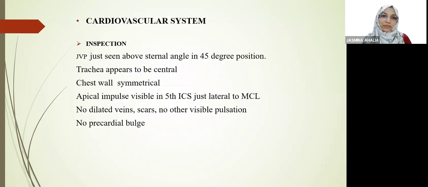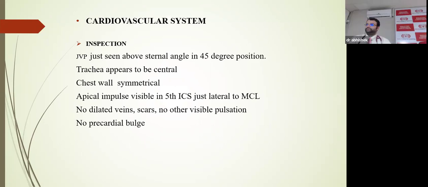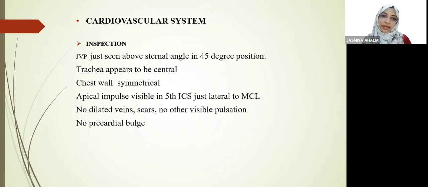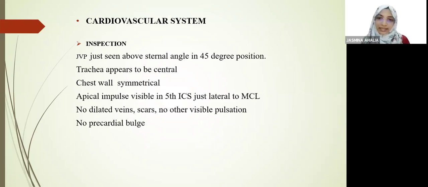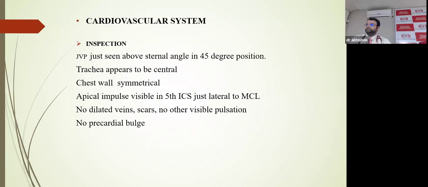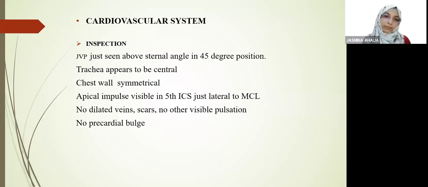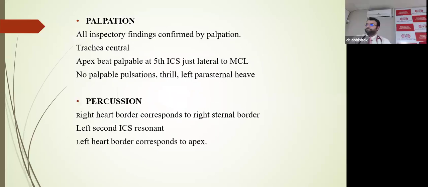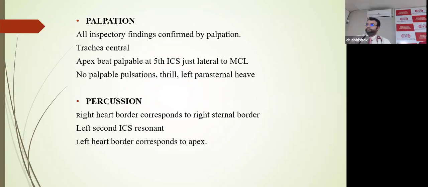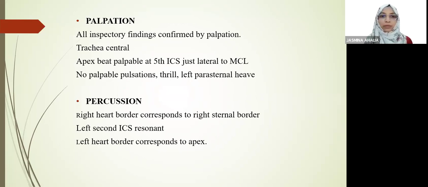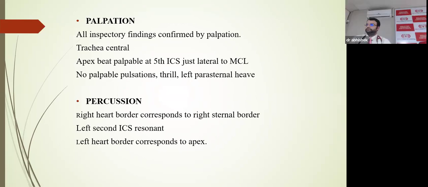Coming to cardiovascular system inspection, JVP just seen above the sternal angle in 45-degree position. It appears to be central. Chest wall is symmetrical. Apical impulse visible in the left fifth intercostal space, just lateral to the midclavicular line. No dilated veins, scars, no other visible pulsations, no precordial bulge. In palpation, all inspectory findings are confirmed, sir. Trachea central, apex palpable at the fifth intercostal space, just lateral to the midclavicular line on the left side. No palpable pulsation, thrill or parasternal wave.